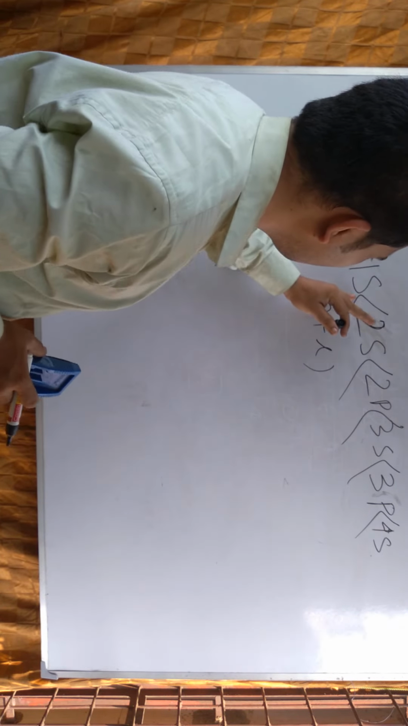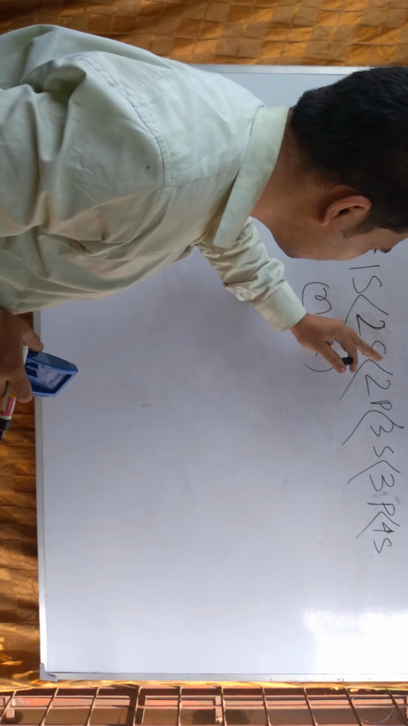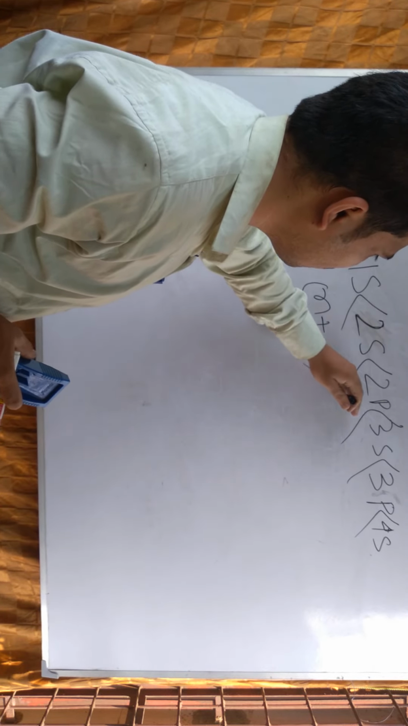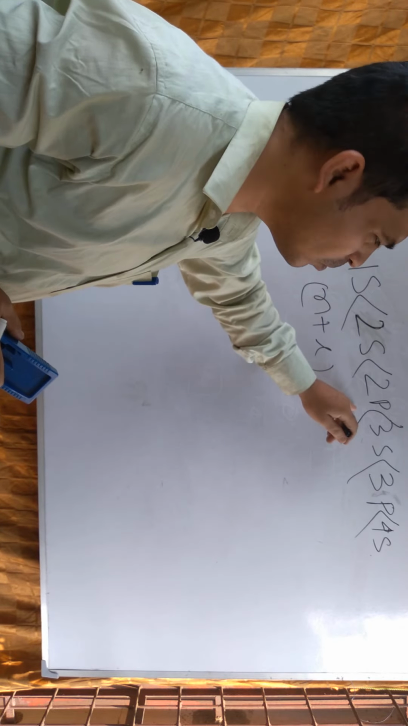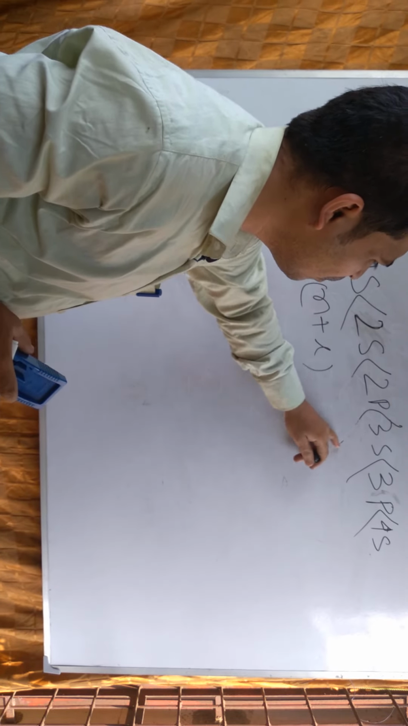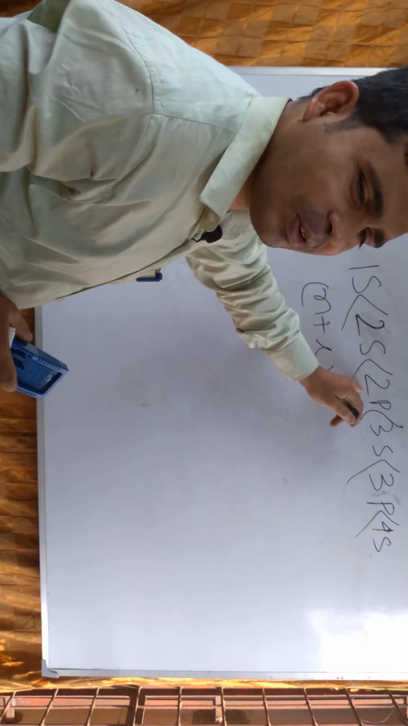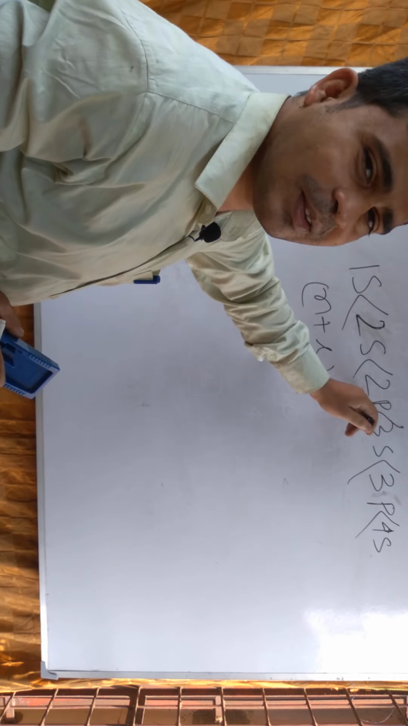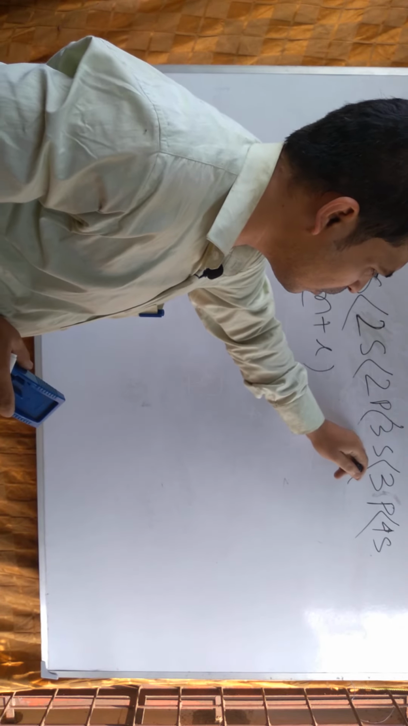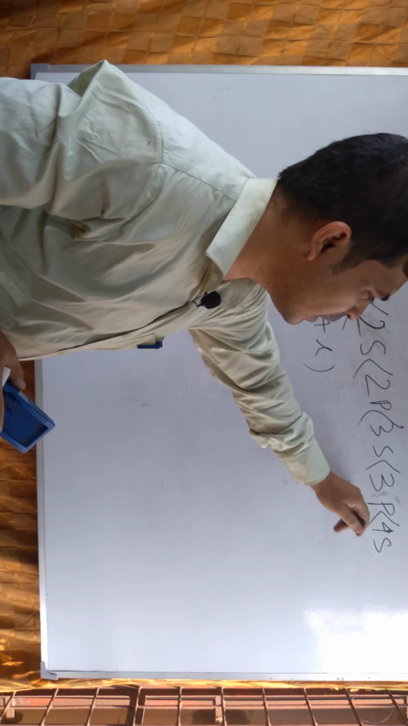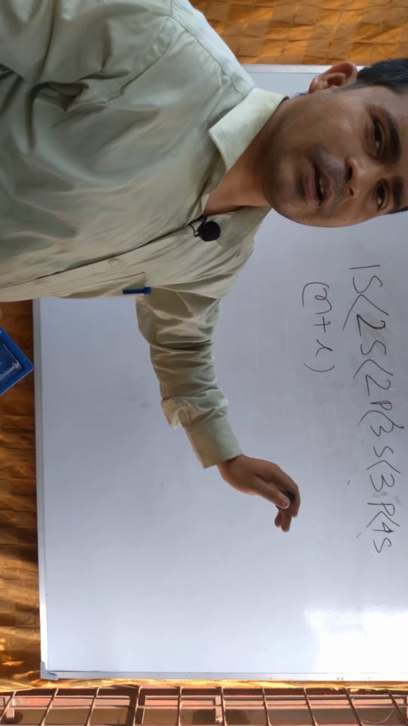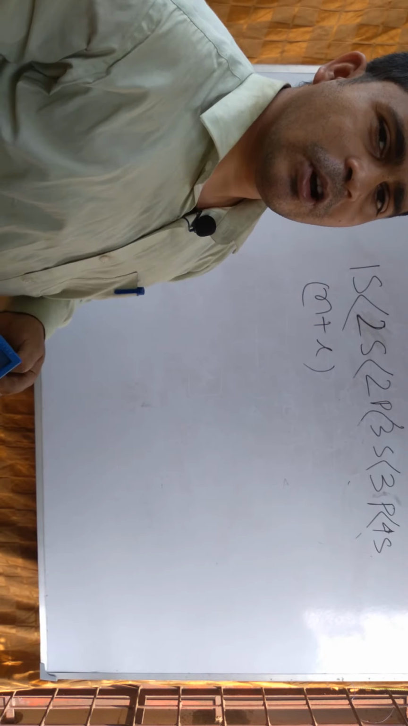At first electrons will come into the 1s orbital, then into the 2s orbital. After completing the maximum capacity of the 2s orbital, the electrons will next come to the 2p orbital. After completing the total capacity of the p orbital, that is 6, electrons next come to the 3s orbital, and after completing the total capacity of the 3s orbital, electrons come to the 3p orbital. This is according to the Aufbau principle.